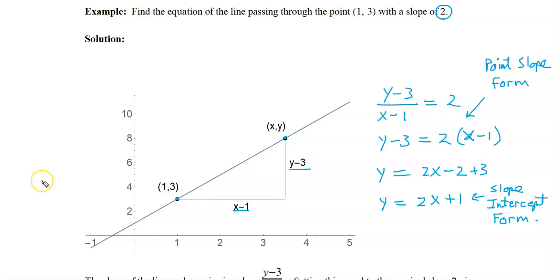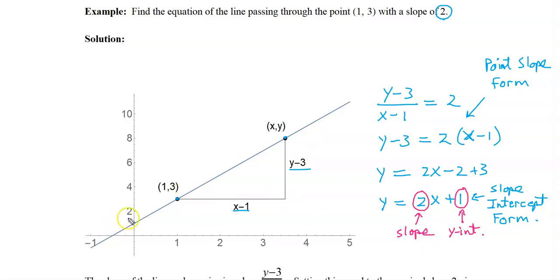It's called slope-intercept form because this 2, once again, represents the slope of the line, and this 1 right here is actually our y-intercept. That's where the line crosses the y-axis. Notice if we put 0 in for x, we get back 1 for y. So this is our y-intercept, and this is our slope.